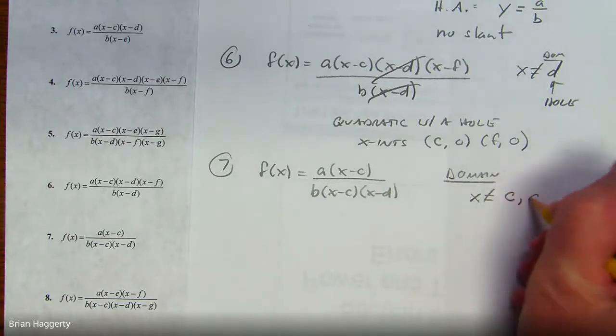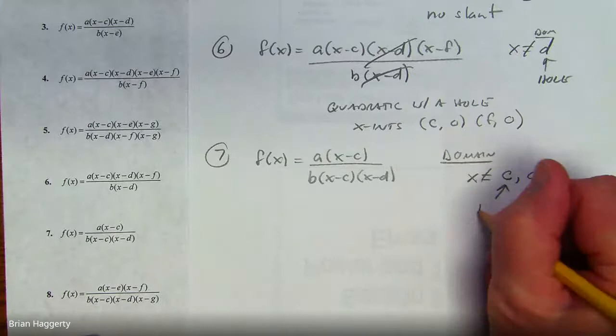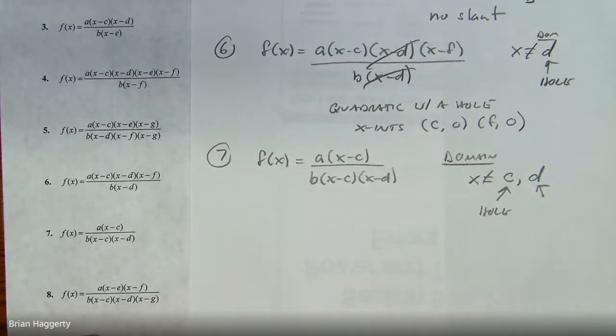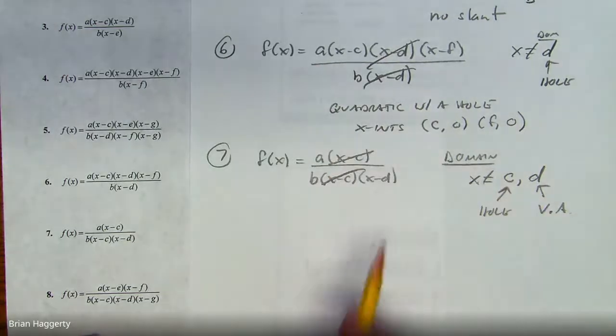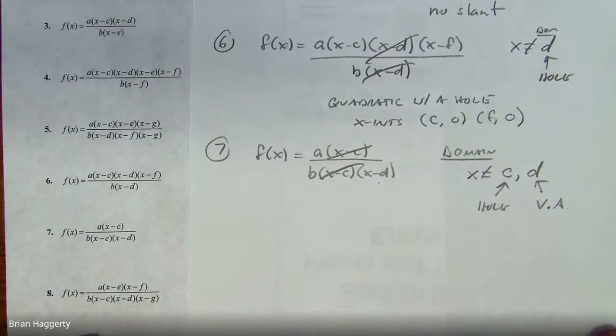And D. Okay, tell me what's happening at C. And at D? It's a vertical. Perfect. They cancel, so it's a hole that does not vertical asymptote. All right, our remaining graph that we have still has the general rational flavor to it.